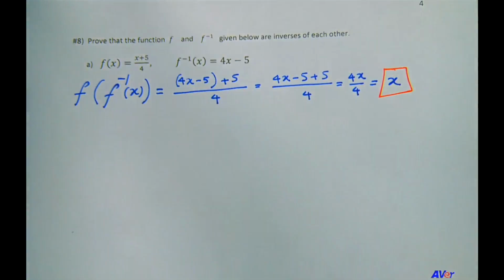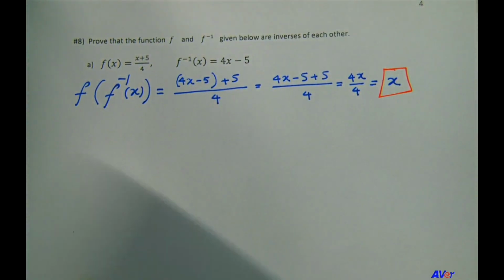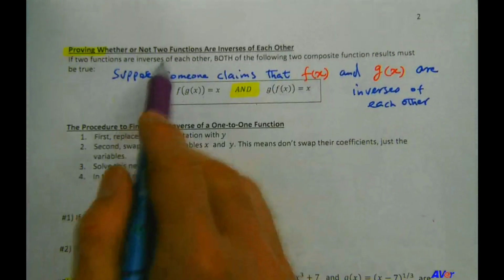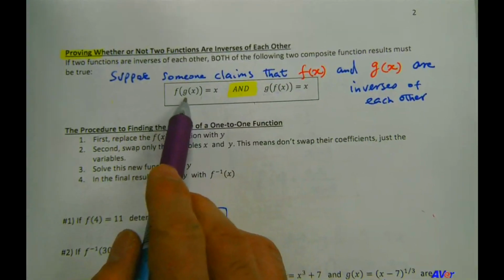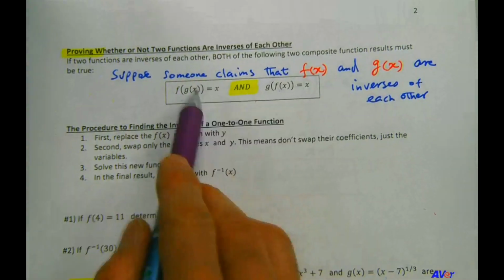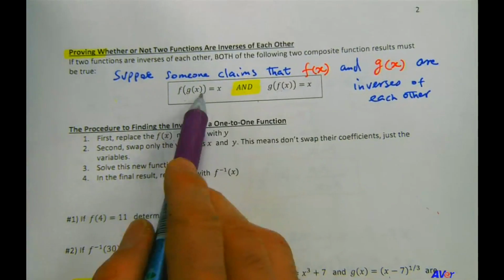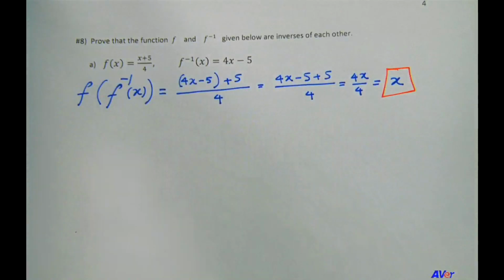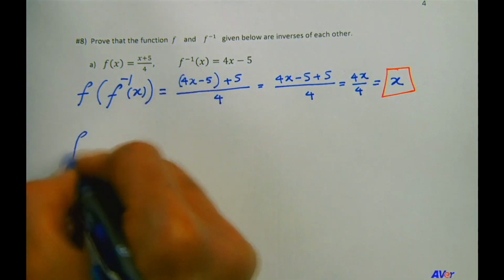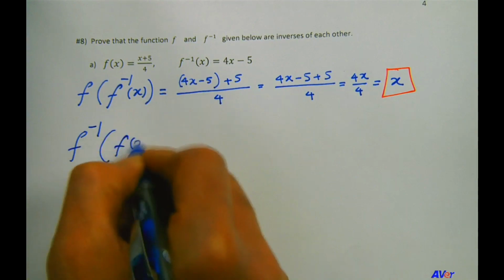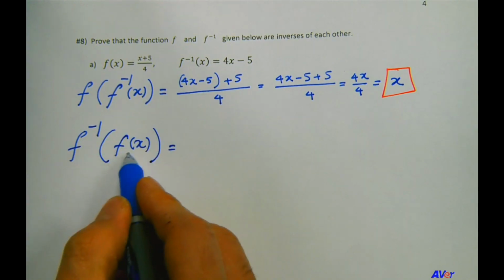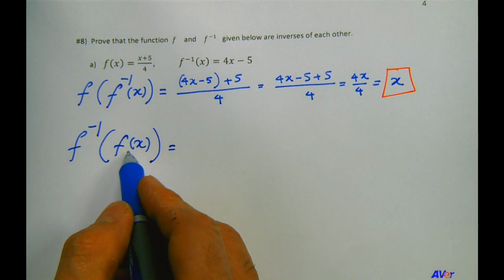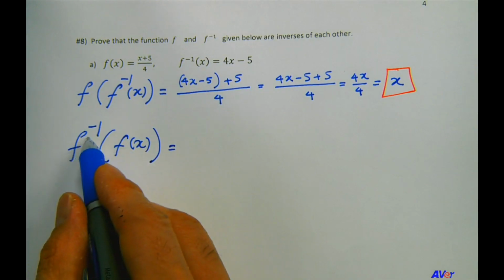Are we done? No, we're not done. Remember when we said that to prove that two functions are inverses of each other, we have to take the composition of functions in both directions. We've done this, but we need to do this also to see if we get x. So this would mean we're going to take the composition of the f inverse and f of x function. So this time, function f of x gets replaced inside the inverse function.